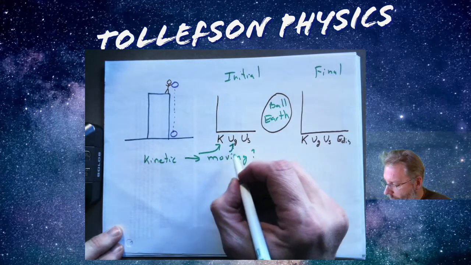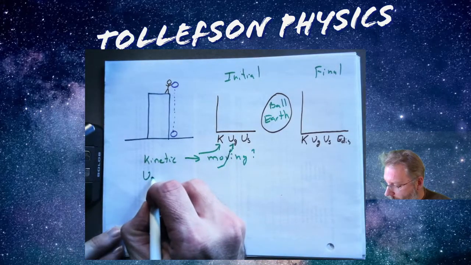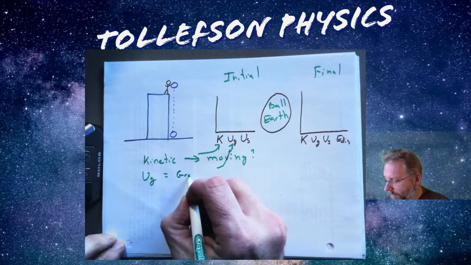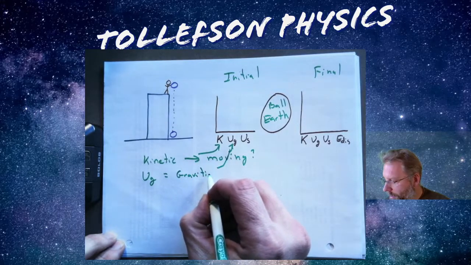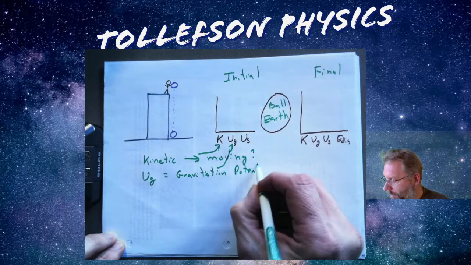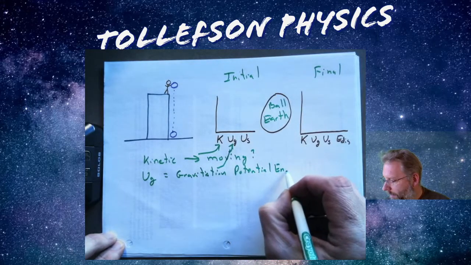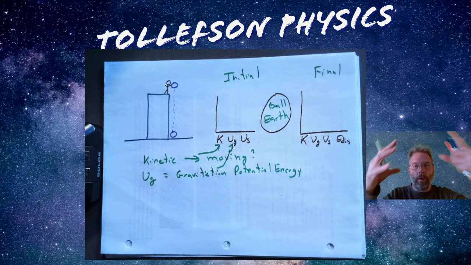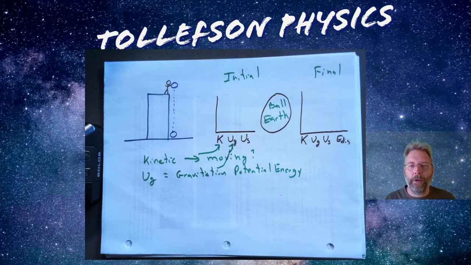So gravitational potential energy is what UG stands for. So U means potential energy. The G means gravitational potential energy. All right, and so that's why the Earth is involved. It depends on where you put something, right? The higher you put something up, the more distance it could potentially fall. And so that's an important thing to consider.